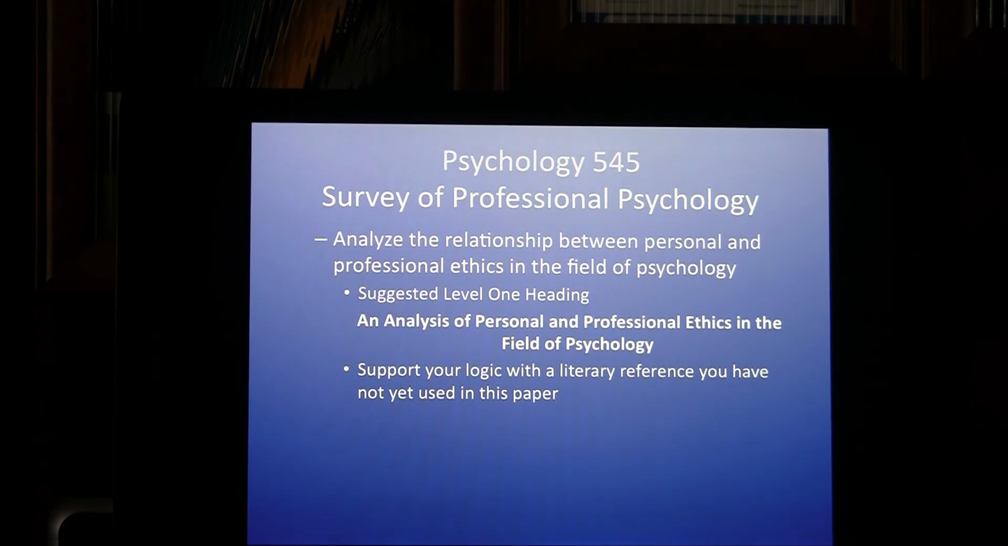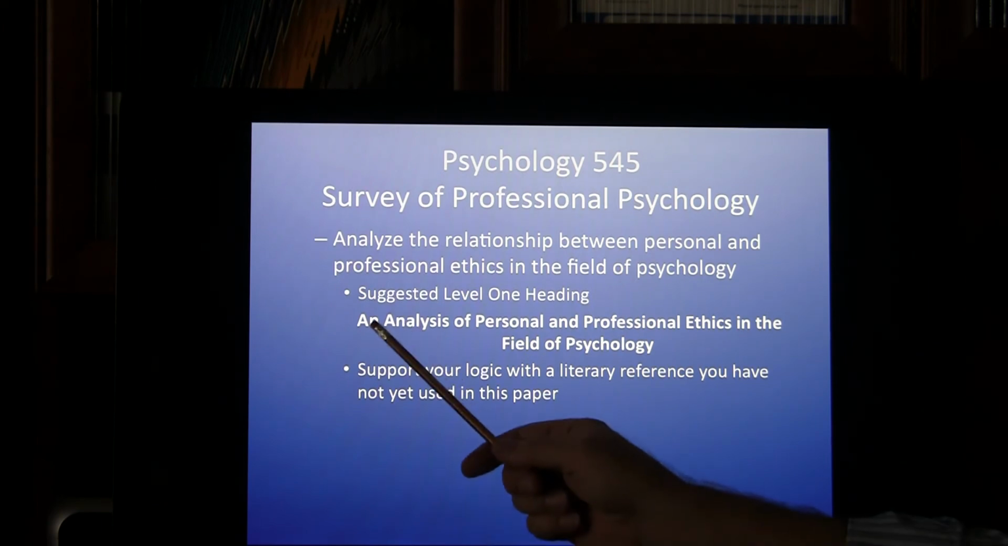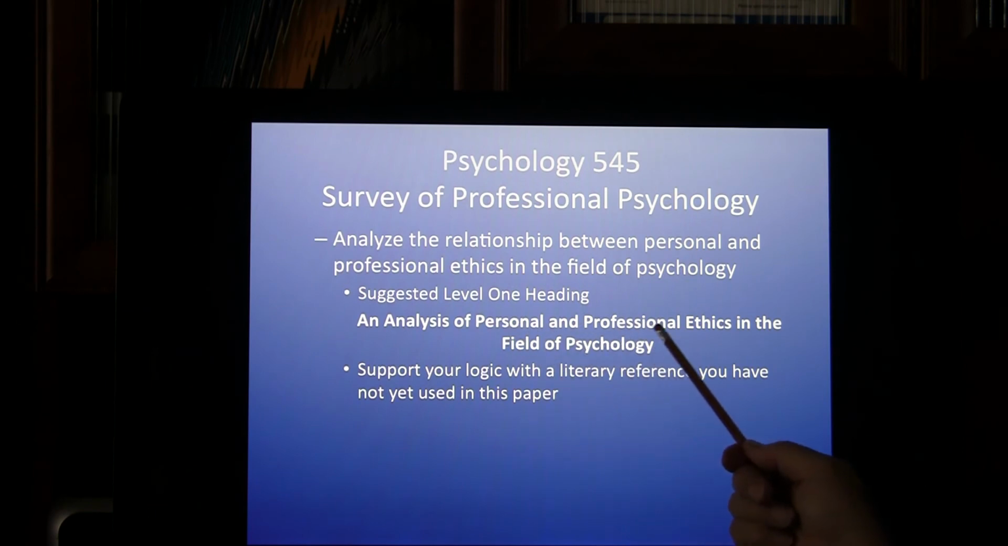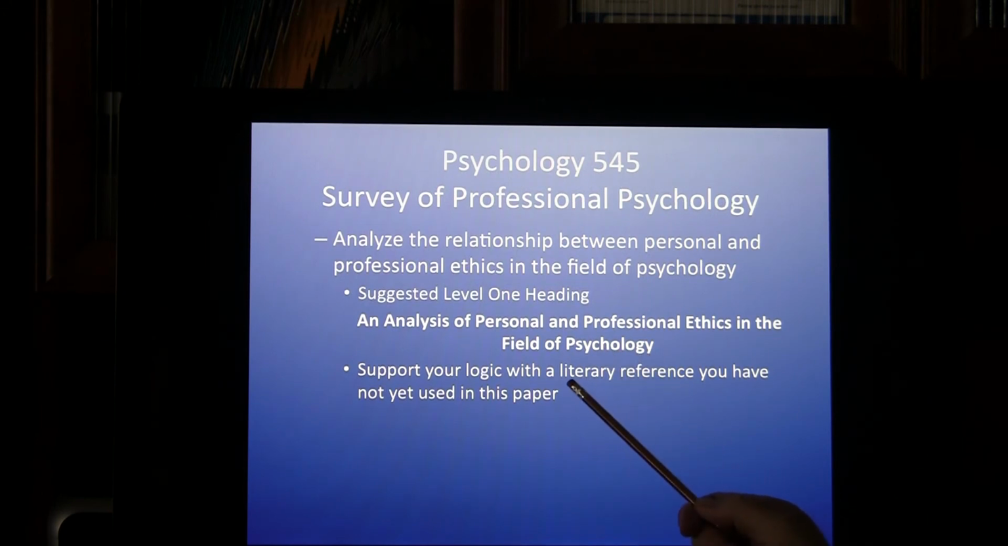The final objective is to analyze the relationship between personal and professional ethics in the field of psychology. Again, here's a suggested level 1 heading. An Analysis of Personal and Professional Ethics in the Field of Psychology. Then support your logic with a completely different literary reference that you haven't used so far in your paper.